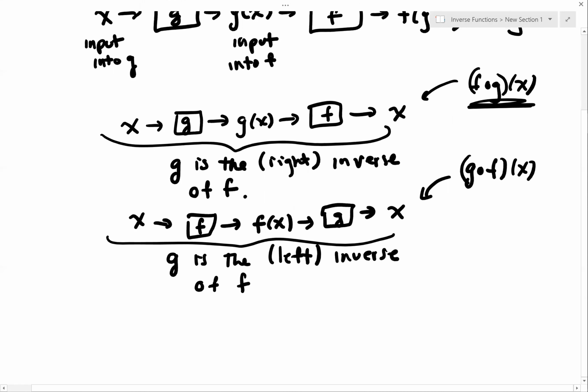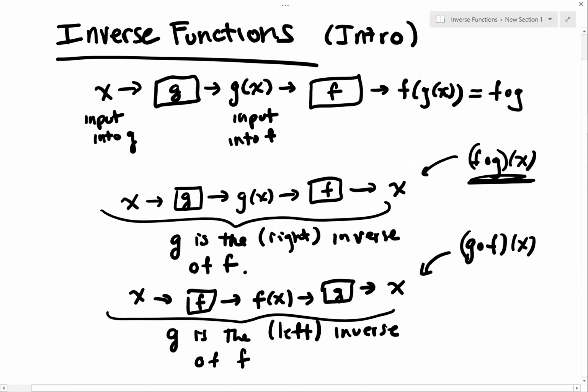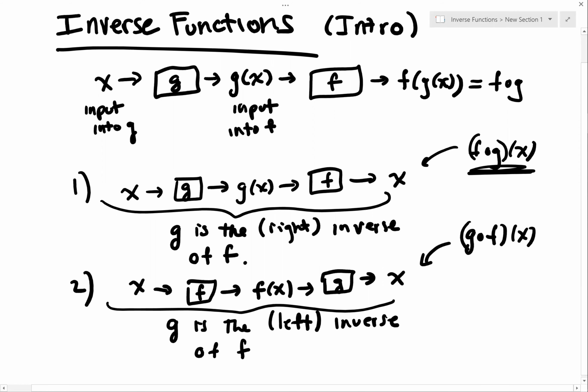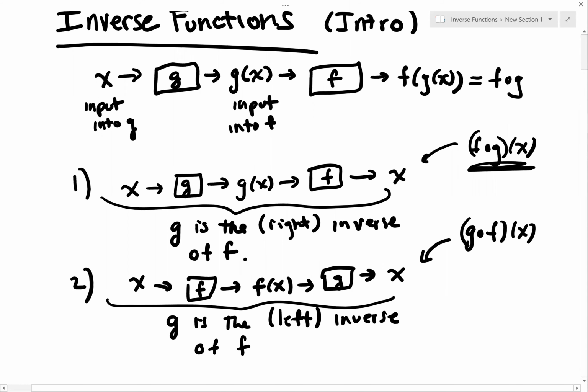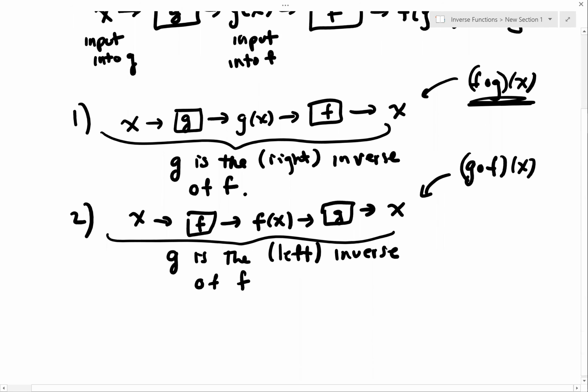Now, there are examples where one of these will hold without the other, so we need both of these to hold. If both of them hold, we say f and g are inverses of each other, because if we pass an input through g and plug whatever comes out into f, I end up with what I started with. And if I do it in the opposite order, plug it into f first, then whatever comes out into g, I end up with what I started with. We call them inverse functions.